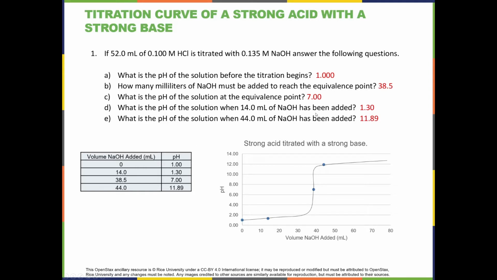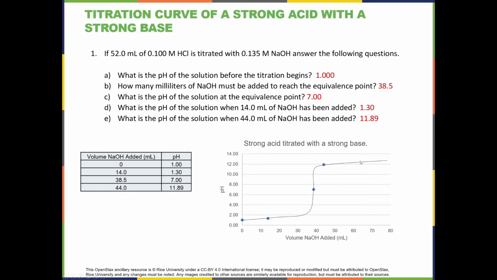What is the pH of the solution when 14 milliliters of NaOH is added? So at 14 milliliters, we found that the pH was 1.3, as shown here. And what is the pH of the solution when 44 milliliters of NaOH is added? It's 11.89, which is up here. So now we're sketching in the titration curve, and it's not perfect because I had to draw it kind of by hand. So these are the points on the titration curve.